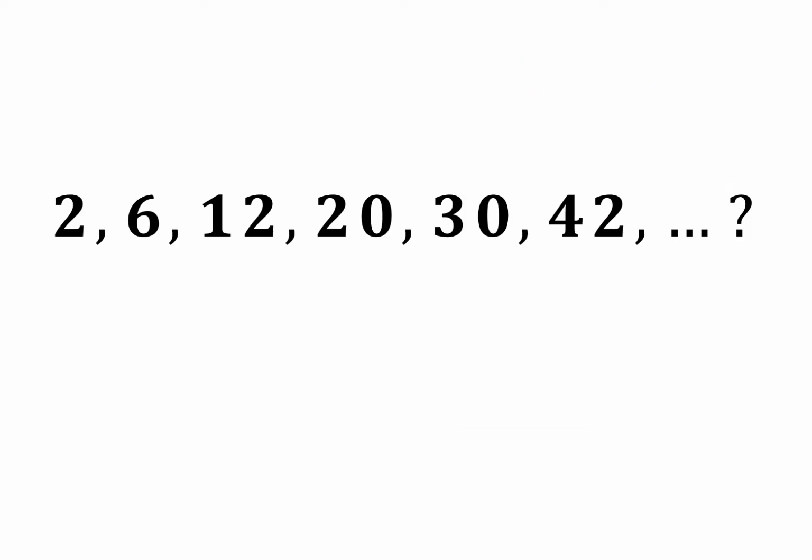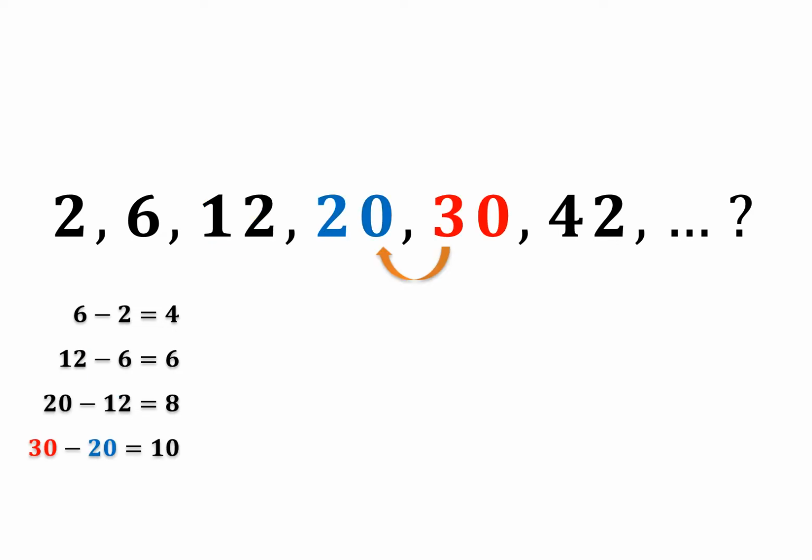Now, we are going to solve another number series and will find the next number in this series. We will evaluate by considering second term minus first term. 6 minus 2 is 4. 12 minus 6 is 6. 20 minus 12 is 8. 30 minus 20 is 10. 42 minus 30 is 12.